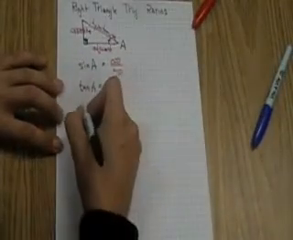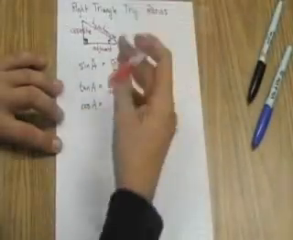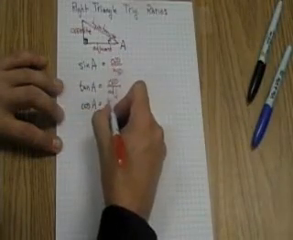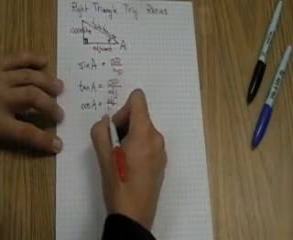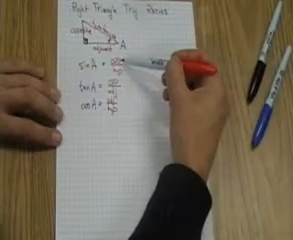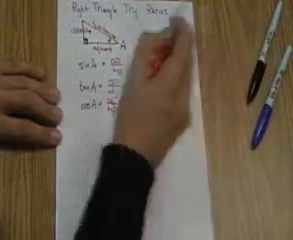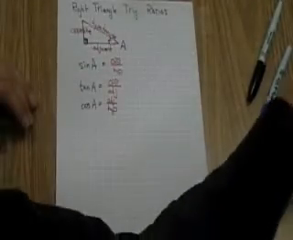And then last but not least is the cosine. And that will relate the adjacent side to the hypotenuse. So that's why they're called ratios, is because they compare two sides given one angle. There are your trig ratios.